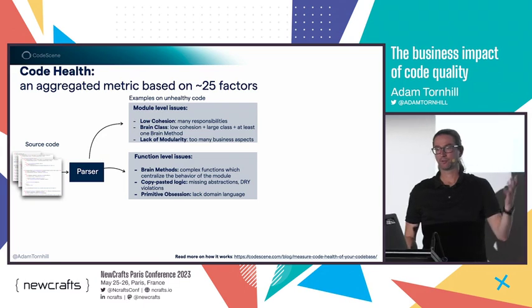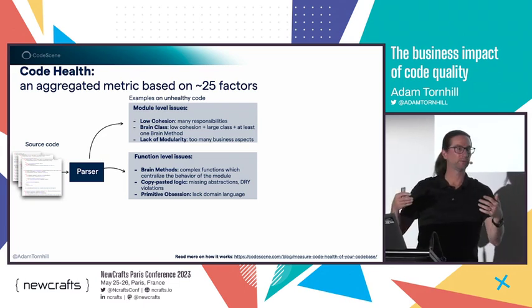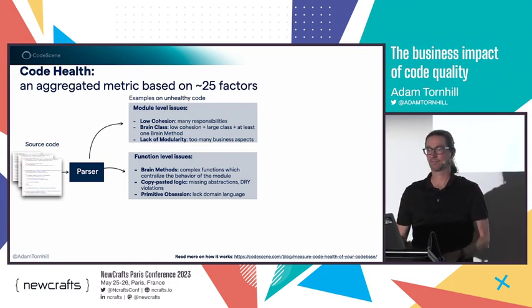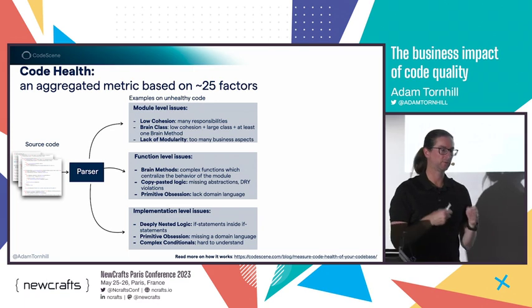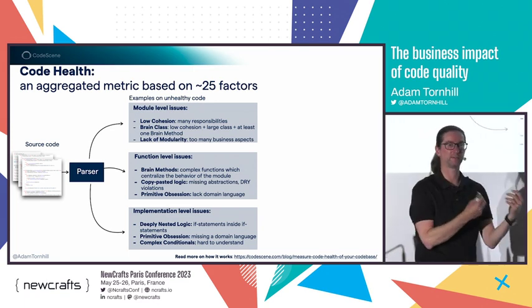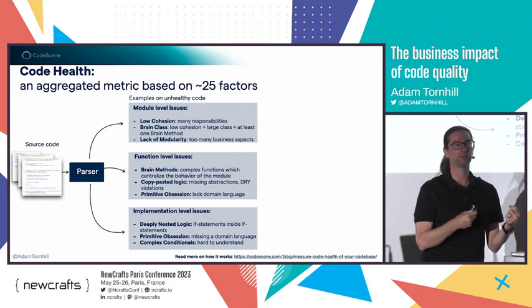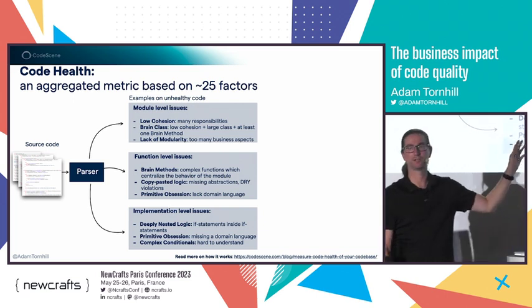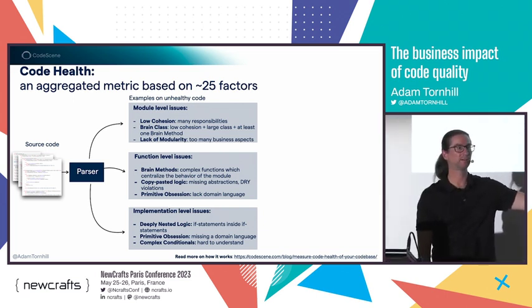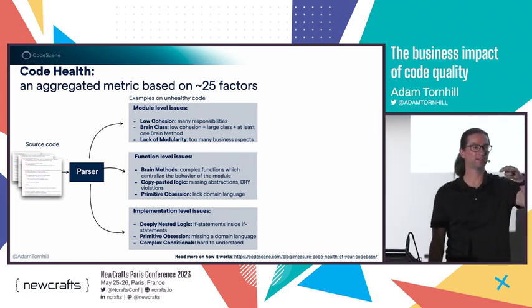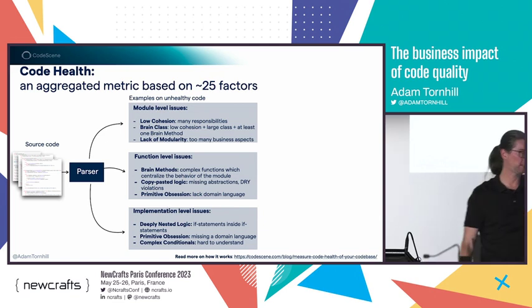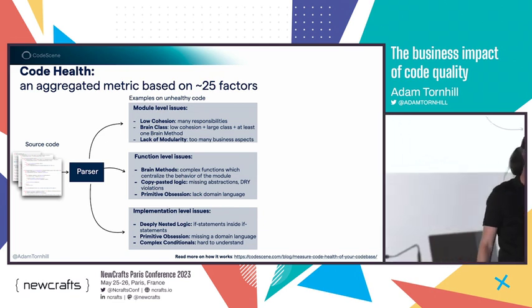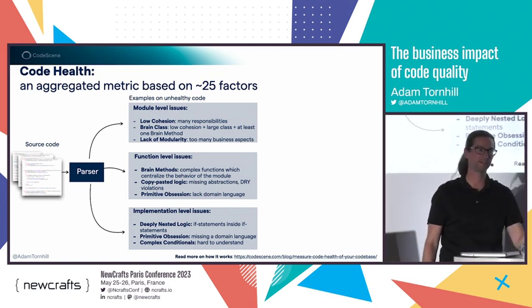Now, then of course you also have classics like copy-pasted code, right? DRY violations. And at the lowest level of detail, I tend to look for various complexity smells. And one I really want to highlight is deep nested logic. Deep nested logic simply means that you have if statements inside if statements inside if statements, and then a while loop for good measure, right?